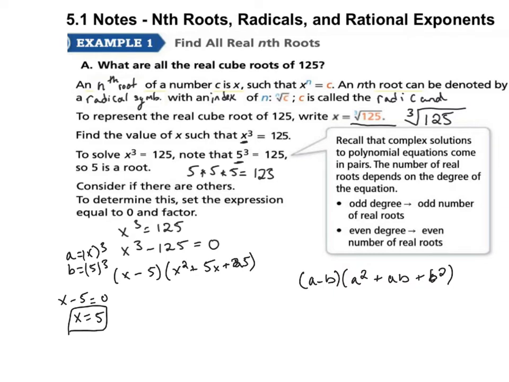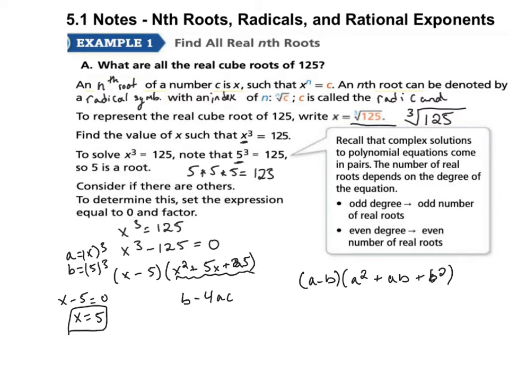Now we need to see if this gives us a real solution. To test that, we use our discriminant. Our discriminant, remember, is b squared minus 4ac. If it's greater than 0, then we have 2 solutions. If it's equal to 0, we have 1. If it's less than 0, then we have no real solutions.